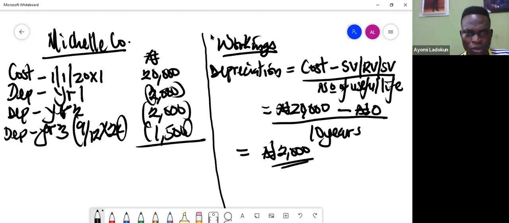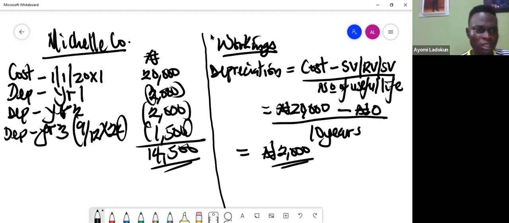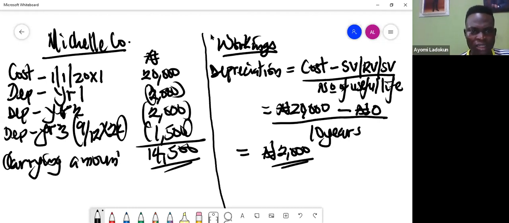So when I compute all of this, that should give me 14,500? I'm not really sure. If I'm not sure, please tell me. So obviously, this is the carrying amount of the asset. The examiner did not give me the carrying amount, so that's why I'm doing this. If he had given me, I would have used it.